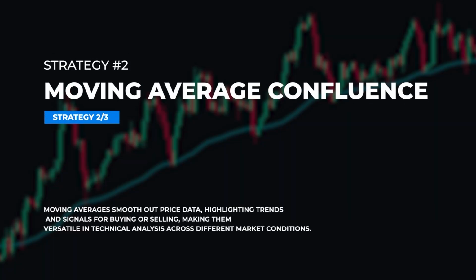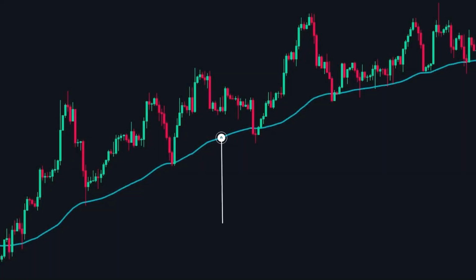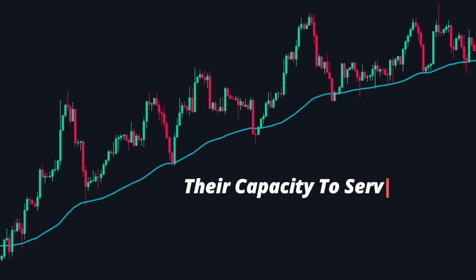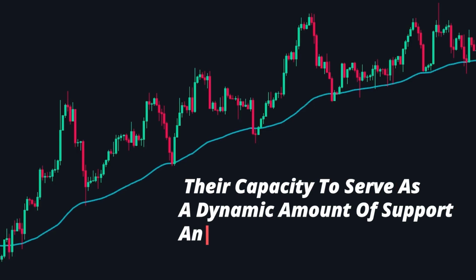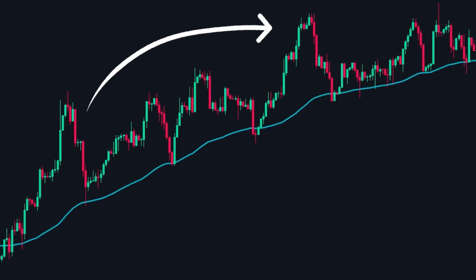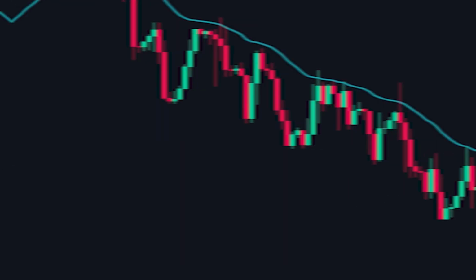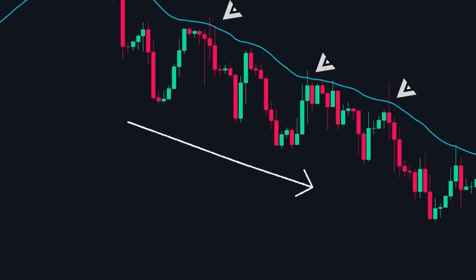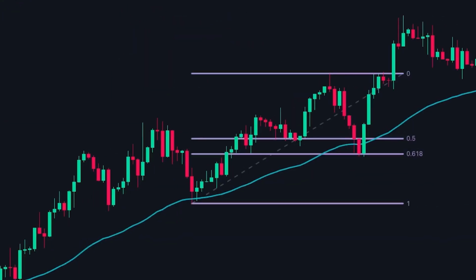Strategy number 2, Moving Average Confluence. Moving averages are a straightforward indicator with a variety of applications. One important application is their capacity to serve as a dynamic level of support and resistance. In an uptrend, the moving average can provide price support, and in a downtrend, it can act as resistance. We'll combine this notion with the golden zone to find high probability trades. For this technique, we will employ a 50-period exponential moving average.